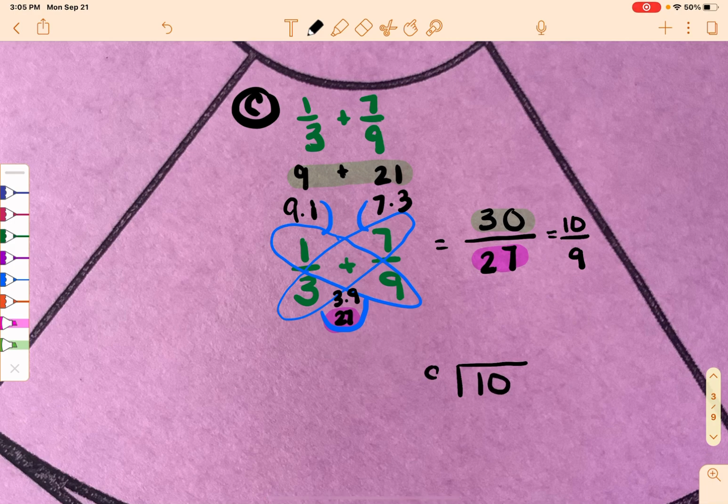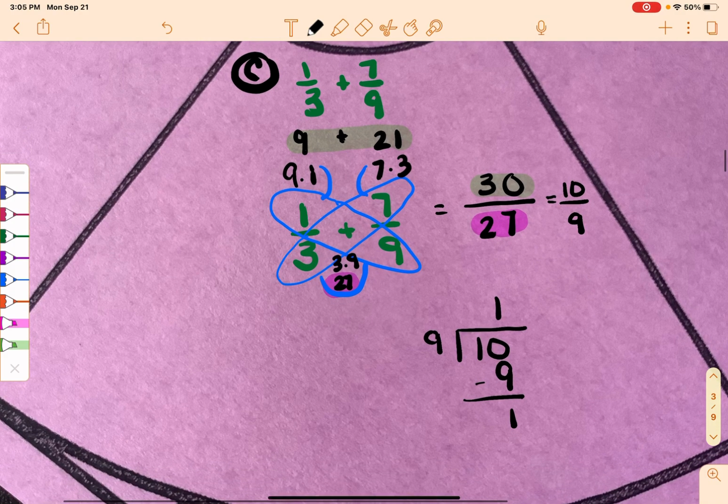So because the number on top is larger than the number on the bottom, it's improper. So I'm going to have to divide this out. So 9 goes into 10 once with 1 left over. So it's 1 and 1/9.